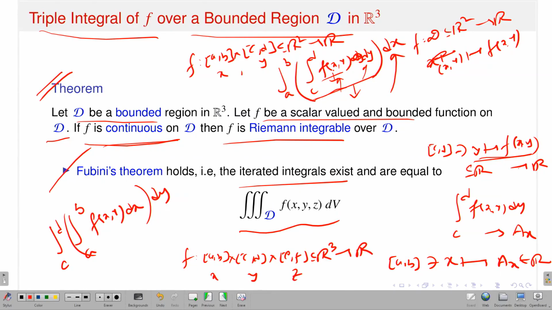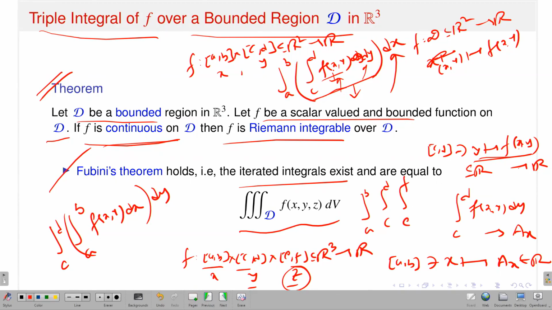What you do is keep two variables, y and z, fixed, think of it as a function of a single variable, then perform the integral with respect to the x variable first. It will give you a function of y and z, then you perform the y variable first and then the z variable. Or you can keep only one variable, the z variable, fixed. For example, a to b, c to d and say e to f.